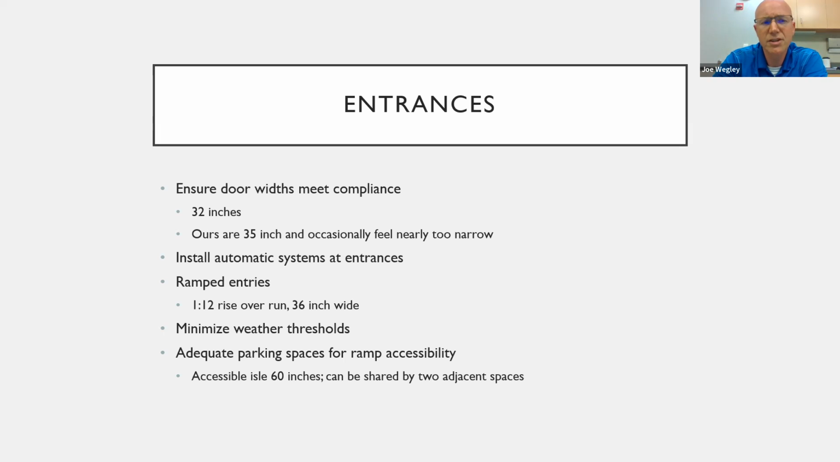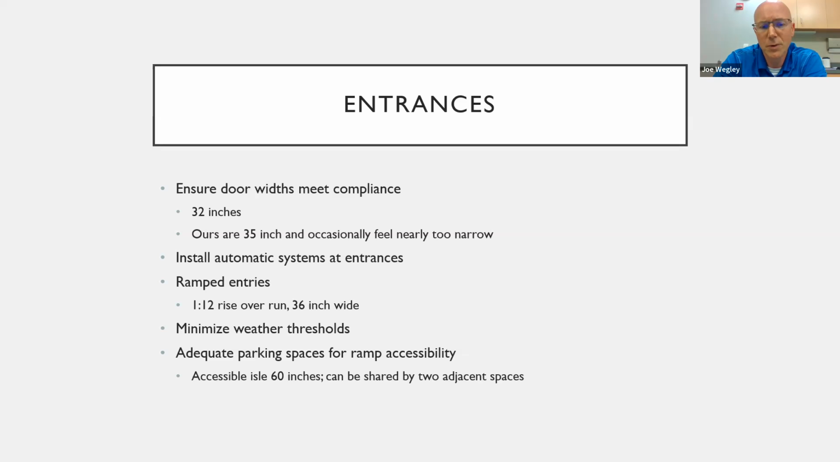One thing I would encourage is to install automatic systems at your entrances so that manual and power wheelchair users, as well as ambulatory persons with disabilities, can use them to get through the doorways. If you do have a ramped entry, a rise over run of 1 to 12 inches is required, and that ramp needs to be 36 inches wide.